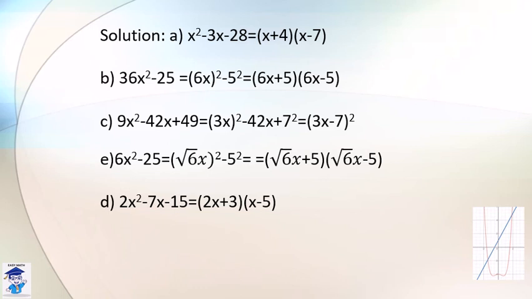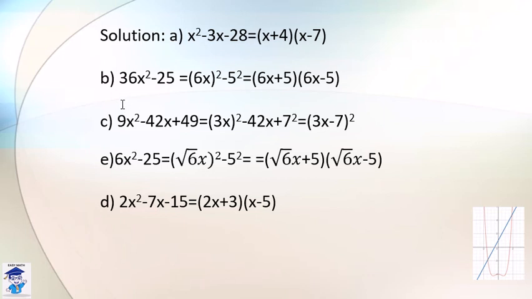The solution A. You can see the last term is negative 28, so we can make the 4 and 7. And also we can see the middle term is negative 3x, so the 7 should be negative and the 4 is positive. So the final answer is x plus 4 times x minus 7, because negative 7x plus 4x is negative 3x, right?